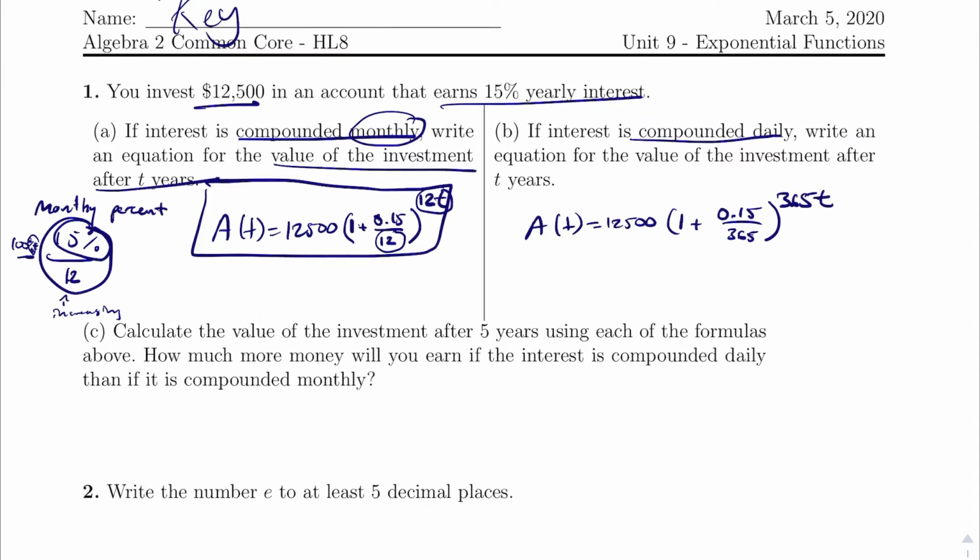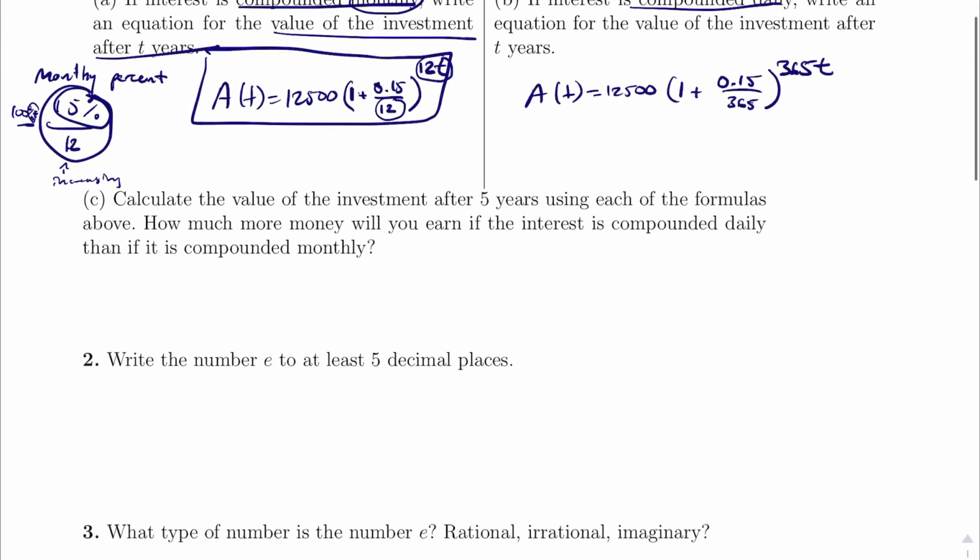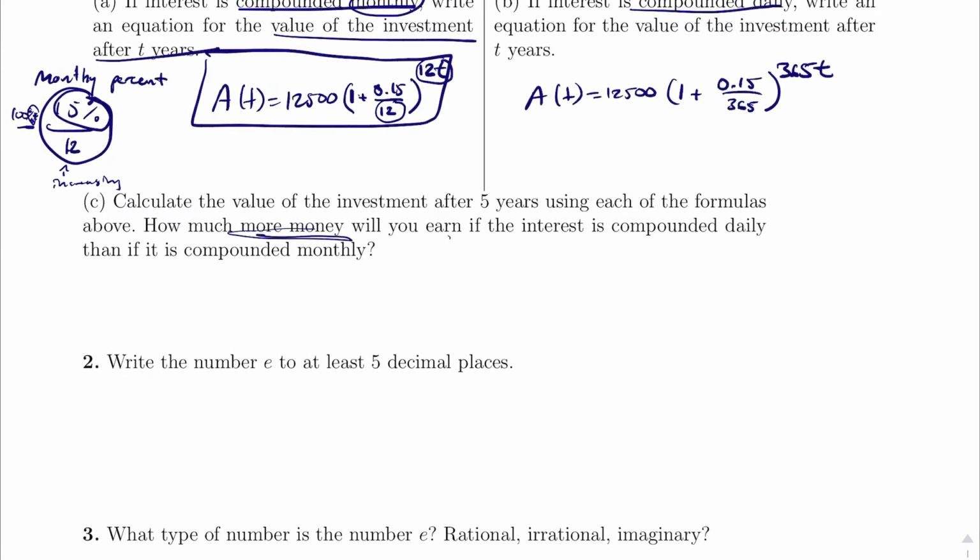For C, you're going to be putting these formulas on your calculator and then determining how much more you would make. It does make a difference how we compound our interest, so please take a look at this one on the calculator.